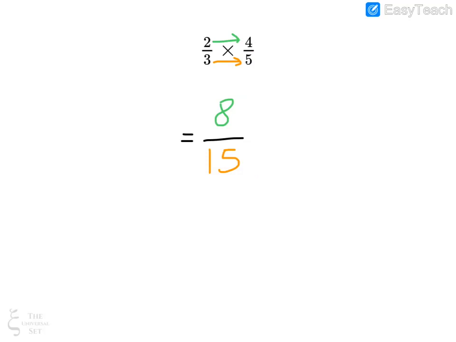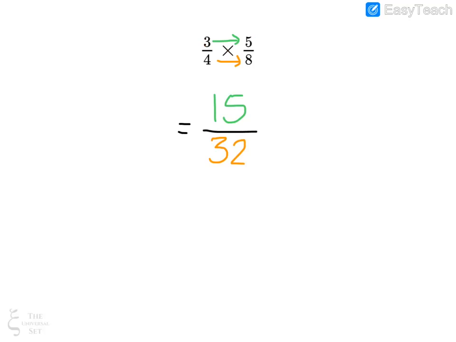Okay, let's try another. Here I've got 3/4. I want to multiply that by 5/8 this time. Let's do the same as we did before. Multiply these guys together, the 3 times 5, that's 15. Multiply these guys together, the 4 times the 8, that's 32. So that means that when I do 3/4 multiplied by 5/8, the answer I get is equal to 15/32.